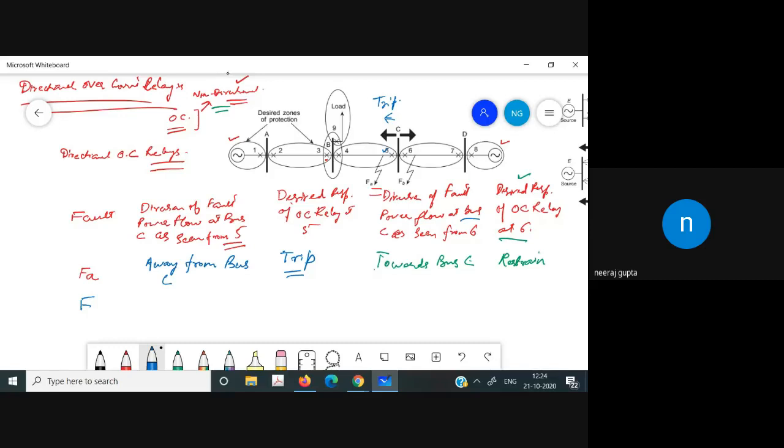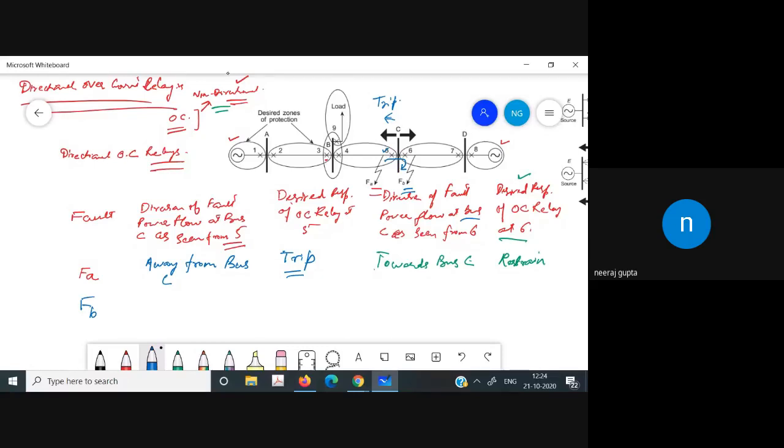Now, second is the FB. When the fault FB is there in the system, first we see the direction of the fault power flow at bus C as seen from the 5. The fault is taking place between the line 6 and 7, so we will see the direction of the fault power flow. If we see from the 5, then the power flow will move like that. It means that it is feeding that fault through 5.